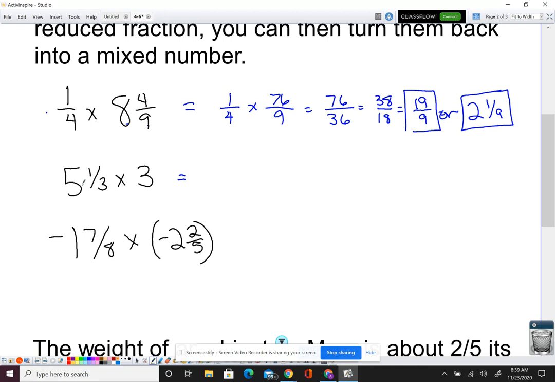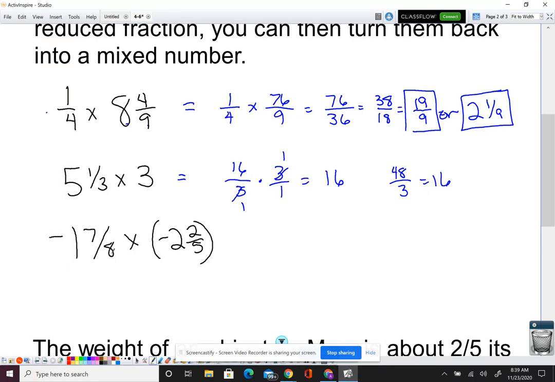3 times 5 is 15. 15 plus 1 is 16 thirds times 3 over 1. 16. What happens with these 3's? Can we just cancel them out right away? You can cancel between numerator and denominator. And so if we do that first, we get the answer of 16. If we didn't do that, we would get 48 over 3, which would still reduce down to 16.